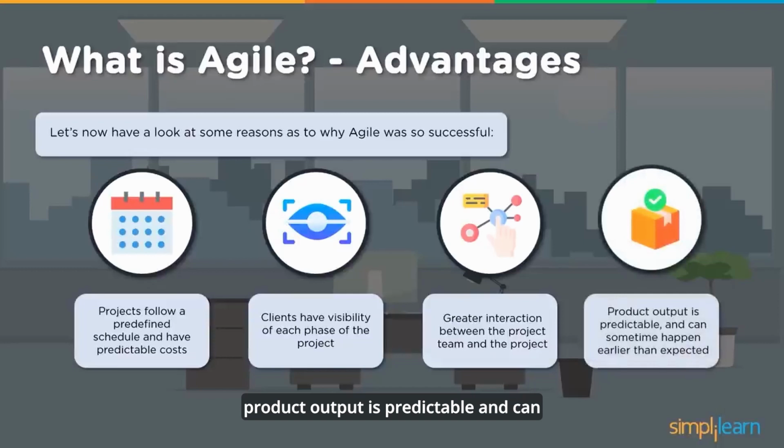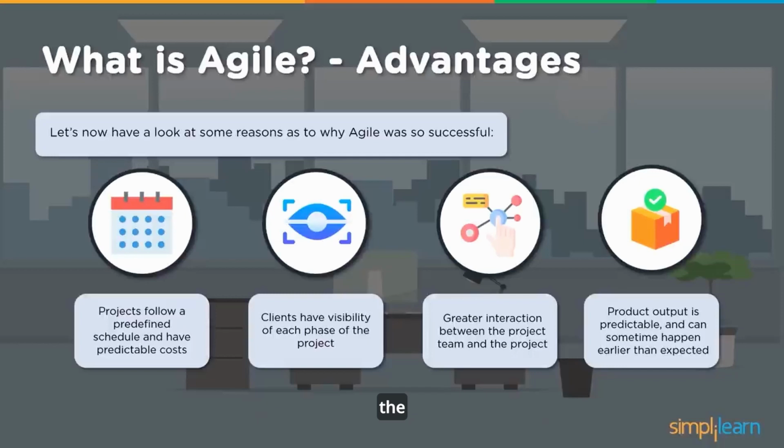Product output is predictable and can sometimes happen earlier than expected. Initially, as we know, the visibility of anything we do will be very less. As we discuss more and more, as we brainstorm more and more, the visibility into it will become more. Then in future, the ability to predict will also become easier. And this doesn't happen only with the project team, it also happens with customers and every stakeholder who is involved in the project.